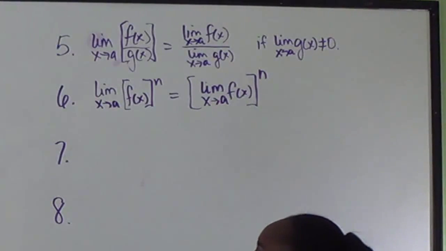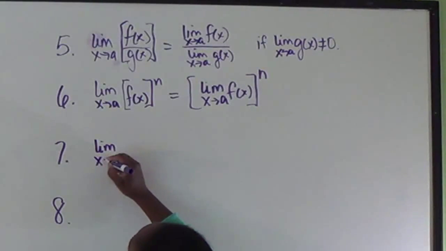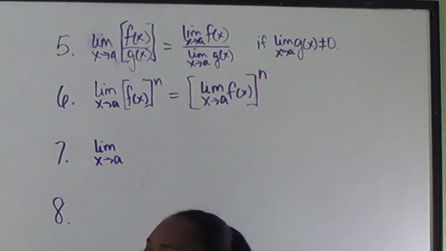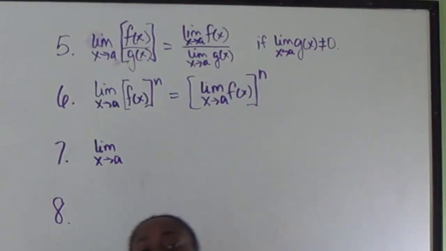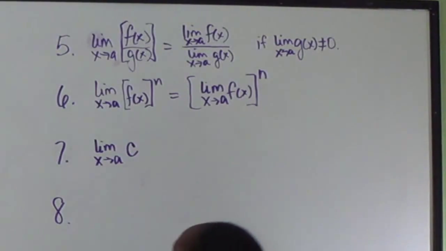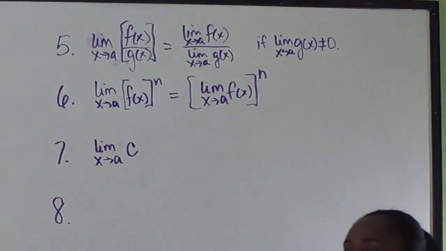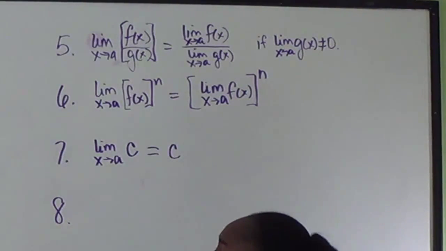Okay? And then, like I said, the other nice one is for constants. So if I'm looking at polynomials, I can have something like 4x plus 2, where 2 is just a constant, and I need to be able to deal with that when I'm taking the limit. And so if I look at the limit as x goes to a of c, where c is some constant, this turns out to just be c.